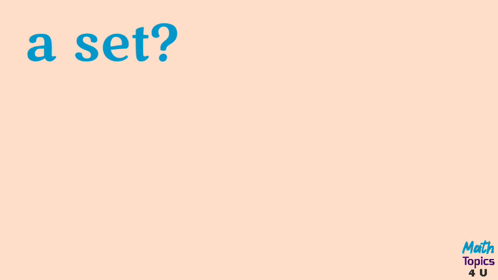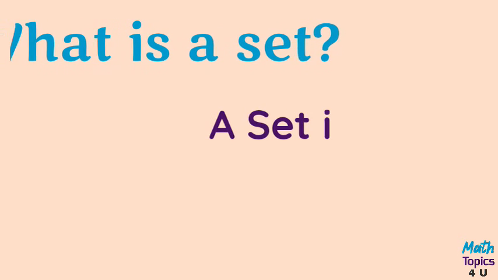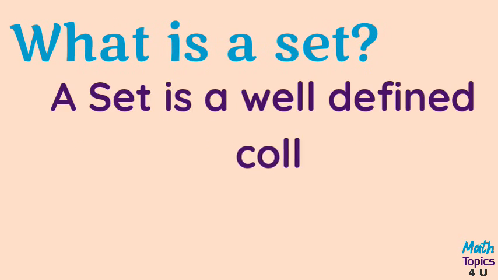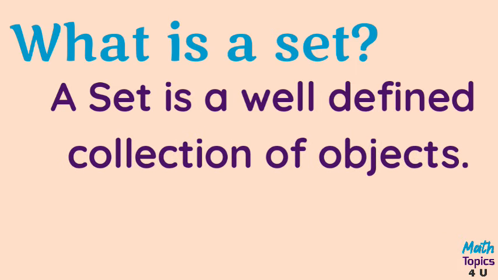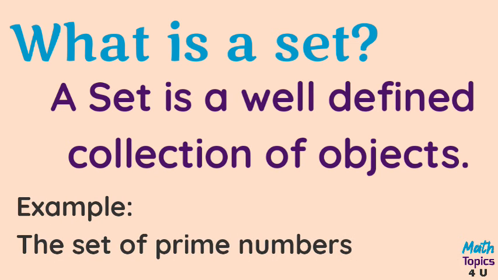Now let's see what a set is. A set is a well-defined collection of objects. This is the definition of a set. A set should contain elements which are well defined. That is called a set. For example, the set of all prime numbers. By seeing the statement itself, we can say it is a set.